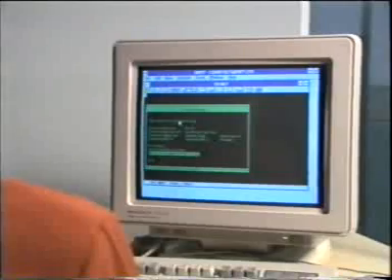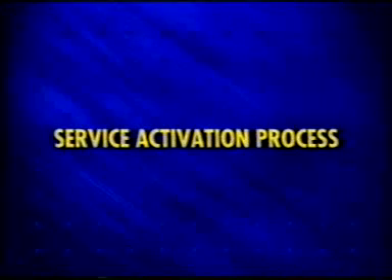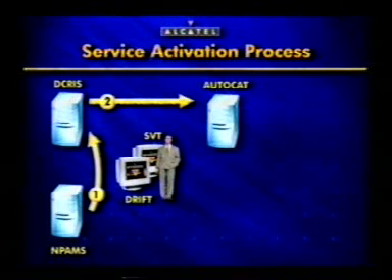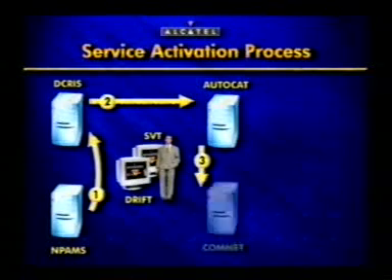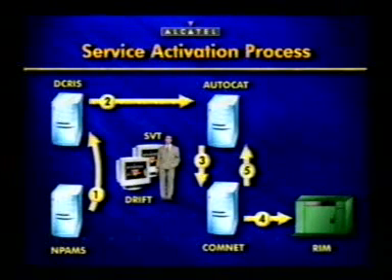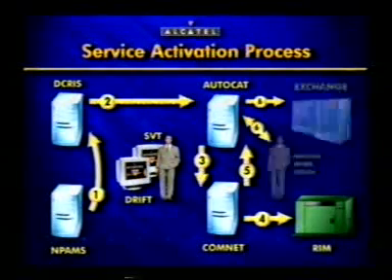Now that we have allocated a physical port on the RIM, let's go through the steps involved in activating the service. Automatically, the service order is passed from NPAMS to Decris. It is then passed from Decris to AutoCAT. AutoCAT then passes it to COMNET. COMNET configures the RIM and then performs a line test to verify the configuration. COMNET also tells AutoCAT details of the exchange activation required, and AutoCAT then configures the exchange.